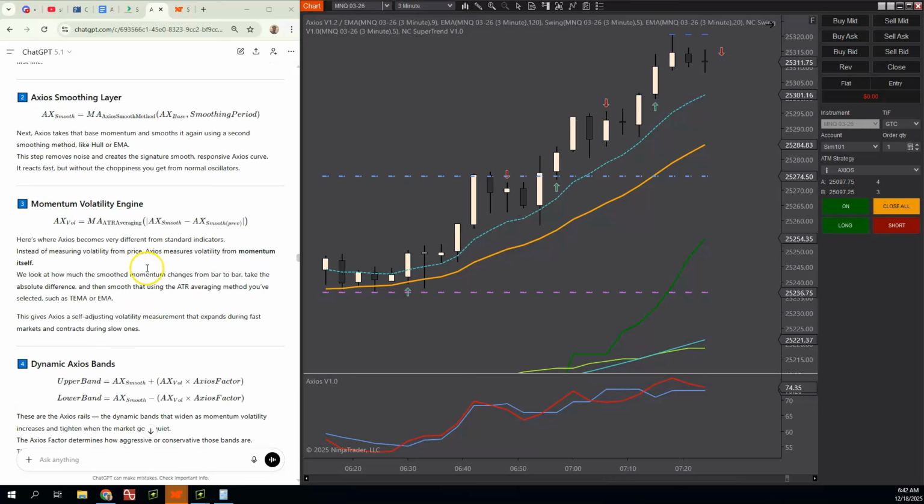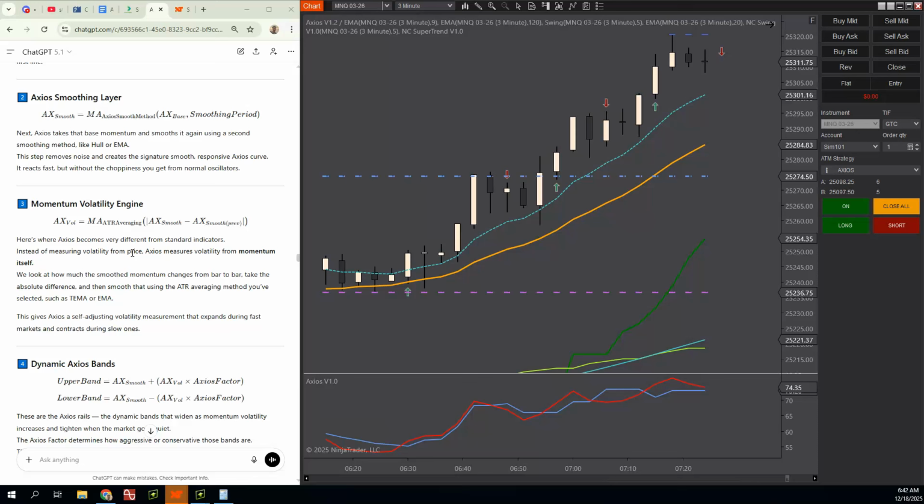But then here's where it really gets cool, number 3. The momentum volatility engine. Actually, the next two are really cool. So here's where Axios becomes very different from standard indicators. This is our proprietary kind of deal that we've designed here. Instead of measuring volatility from price, Axios measures the volatility from momentum itself.